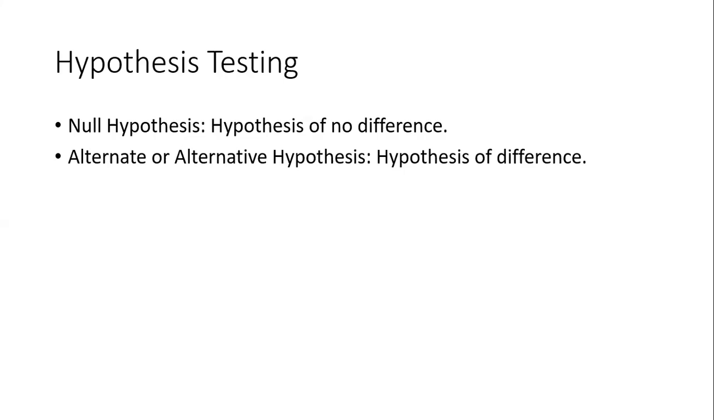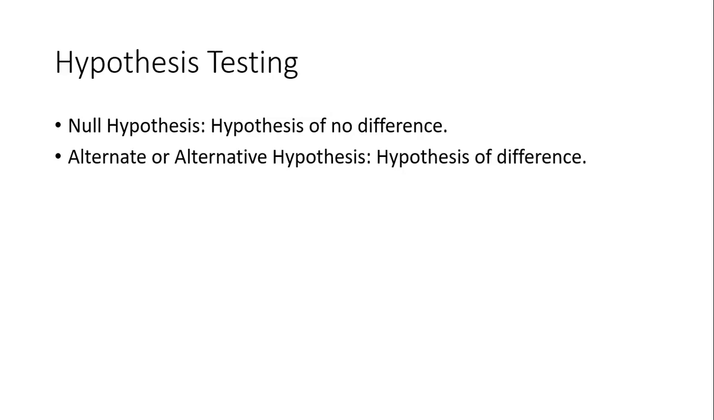So then what we do is we set up two hypotheses. One is called the null hypothesis, and this hypothesis is typically the hypothesis of no difference. So you are going to say our null hypothesis would be that the sample mean that you have collected is the same as the universal or population mean for that particular fossil.